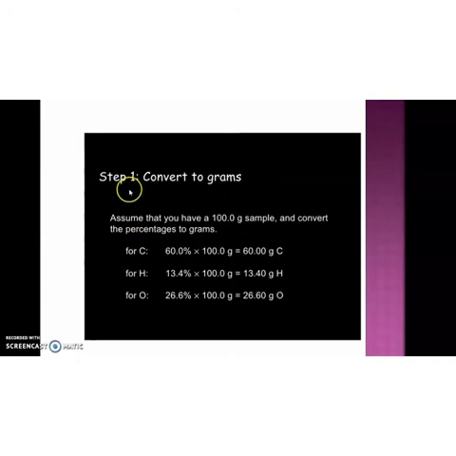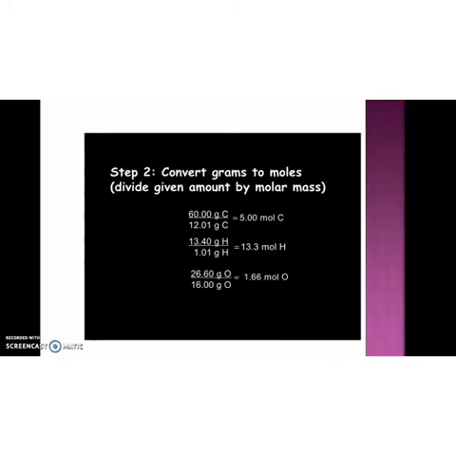The first step is to convert the percentage into grams. Carbon's percentage is given as 60%. Assume that the sample is 100 grams, so we convert it into 100 grams. So we get 60 grams of carbon, hydrogen 13.4%, that is 13.4 grams, and oxygen 26.6%, that is 26.6 grams. So this is the first step, the conversion of percentage composition to grams.